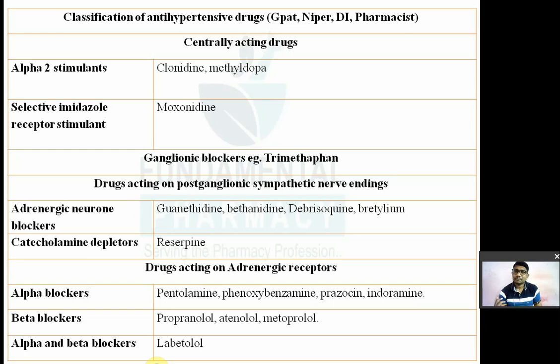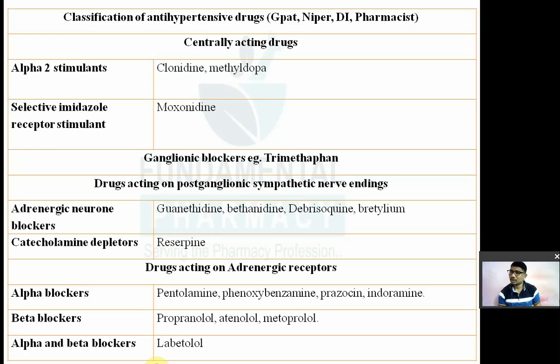The second target will be, if that is released, it will act on its post-synaptic receptor. Okay, that is a ganglia. In the ganglia it will act. So ganglionic blockers are used. Okay, then again, if still you cannot block, if there is a release of noradrenaline, so what you can do, you can block the interaction of noradrenaline with its receptor.